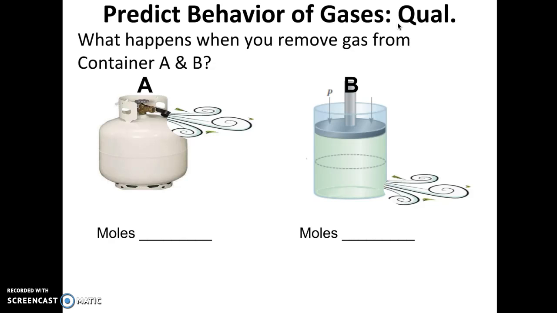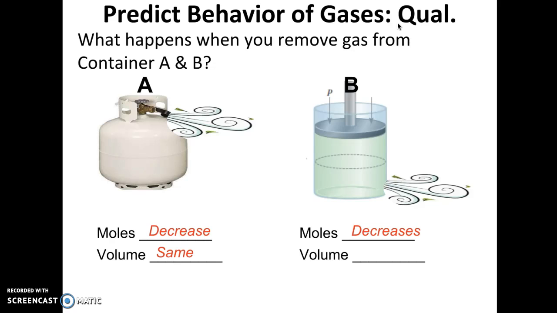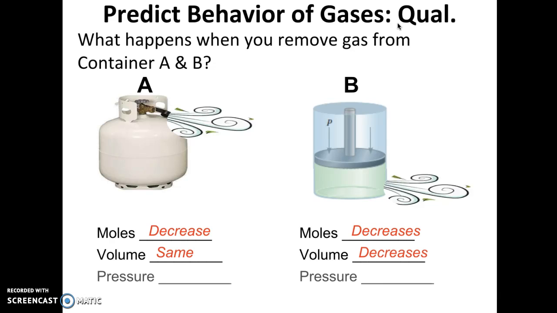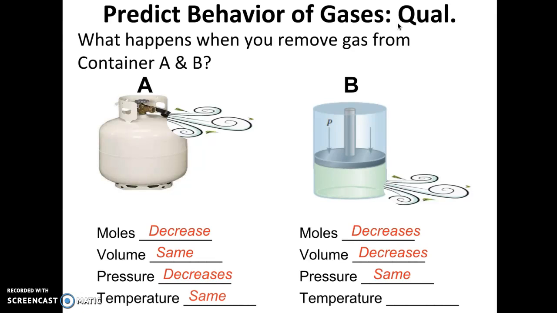All right, so starting with moles, if you remove gas, you're going to have fewer gas particles, so in both cases that will decrease. For volume in a rigid container, the volume always stays the same because you can't change it. But for a non-rigid container, like in B, if you remove gas, the piston's going to come down, so the volume's going to decrease. The pressure in A is going to decrease because you have fewer gas particles, so they're not hitting against the walls of the container as often. And for B, the pressure is going to remain the same because, again, in these types of containers, the pressure will equilibrate with the external pressure. And then finally, we didn't heat it up or anything like that, so the temperature remained the same.